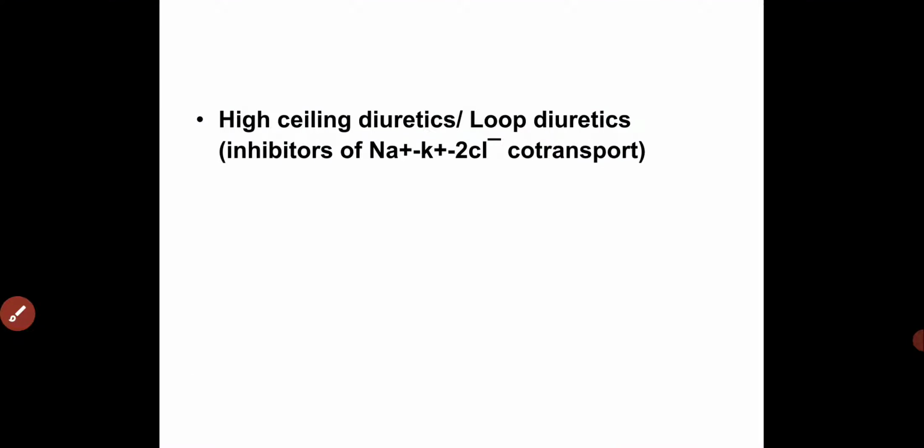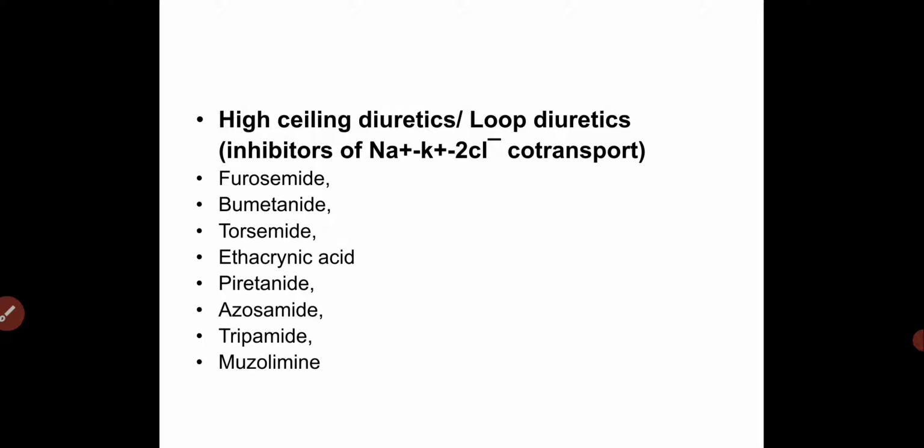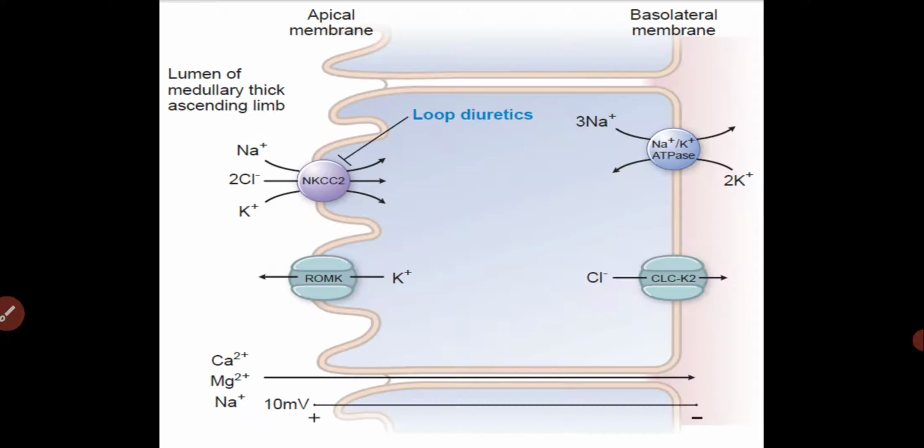Let's see the loop diuretics or high ceiling diuretics. They are also called inhibitors of the sodium potassium dichloride transport, Na+ K+ 2Cl- co-transport. This loop diuretic is the inhibitor of this. We already know the names: furosemide, bumetanide, torsemide, ethacrynic acid, piretanide, azosemide, triflocin and muzolimine.